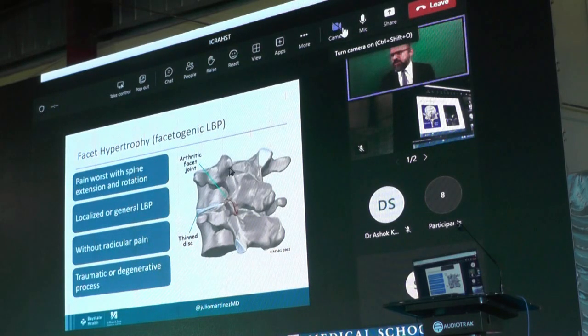They will not have pain down the legs, and this may be related to remote trauma or maybe just degenerative changes related to age.